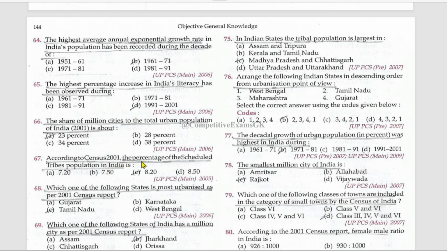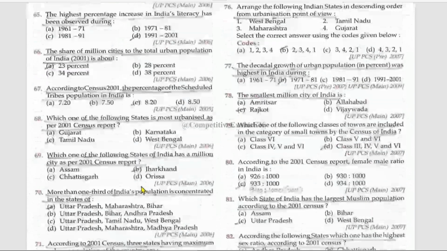According to the 2001 census, the percentage of scheduled tribes population in India is 8.20%. According to the 2011 census, what is the percentage of SCs and STs in India? Mention that in the comments. Which one of the following states is most urbanized as per the 2001 census report? That is Tamil Nadu. According to 2011, which state is the most urbanized one? Mention it in the comments.